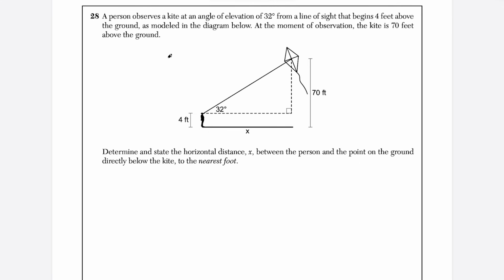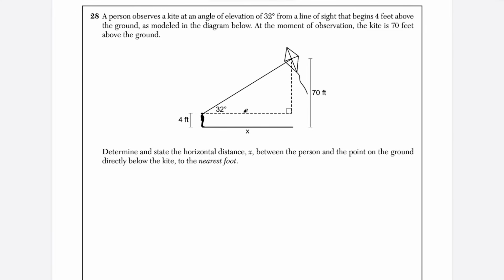Question 28, a person observes a kite at an angle of elevation of 32 degrees from a line of sight that begins 4 feet above the ground, as modeled in the diagram below. At the moment of observation, the kite is 70 feet above the ground, and we need to determine and state the horizontal distance x between the person and the point on the ground directly below the kite to the nearest foot. So for this one here, we just have to be very careful of what's going on in the diagram.